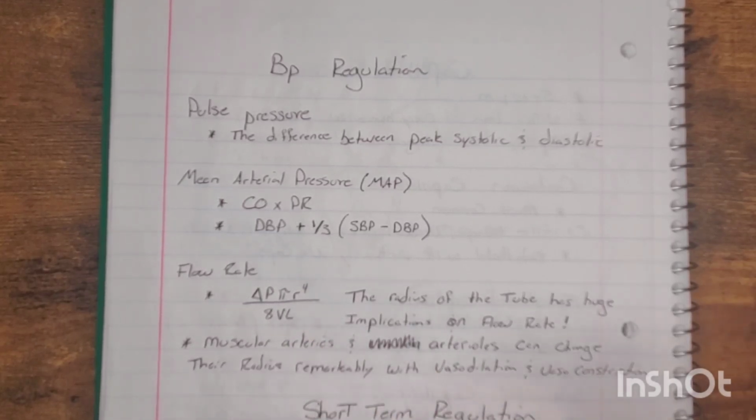So we can think if the radius gets bigger by 2, then we're going 2 to the fourth power increase in flow. And if it gets smaller by 2, then we're going to get 2 to the fourth decrease in flow. So these muscular arteries, these arterioles, they can change, and it can drastically affect our blood flow. And so that's one thing that's really important in our ability to regulate blood pressure, to regulate flow in our body.